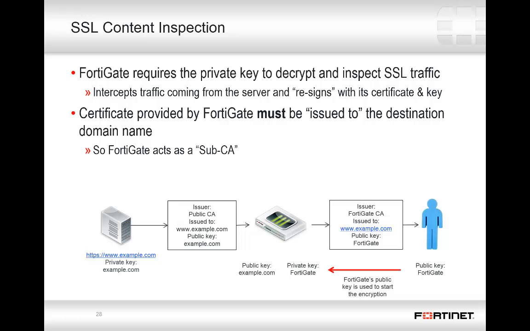So, now, the FortiGate unit will use the FortiGate public key, not the web server's public key, to start the encryption. The FortiGate can inspect the traffic now, as it has the equivalent private key. The FortiGate on the other side will use the web server's public key to start the encryption and establish the conversation with the site. It is important to mention that SSL inspection is not available on all FortiGates, but is only supported in some models.